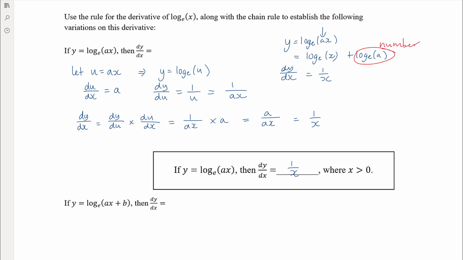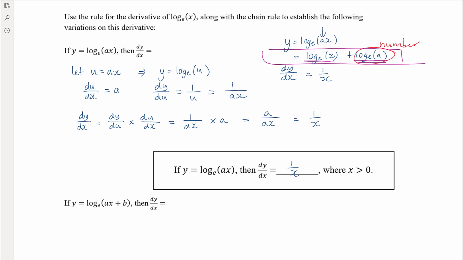And that's because graphically, if we think about this function being written in this way, this is just the graph of log e of x translated up by a number. And so therefore you're not changing the gradient at all. When x equals 5, the gradient of log e of x is the same as the gradient of log e of x plus a number. It's just moved up higher. It's still got the same gradient at that point.